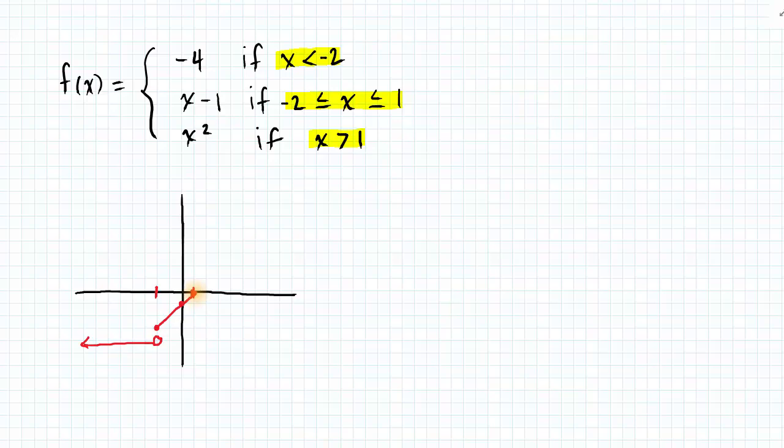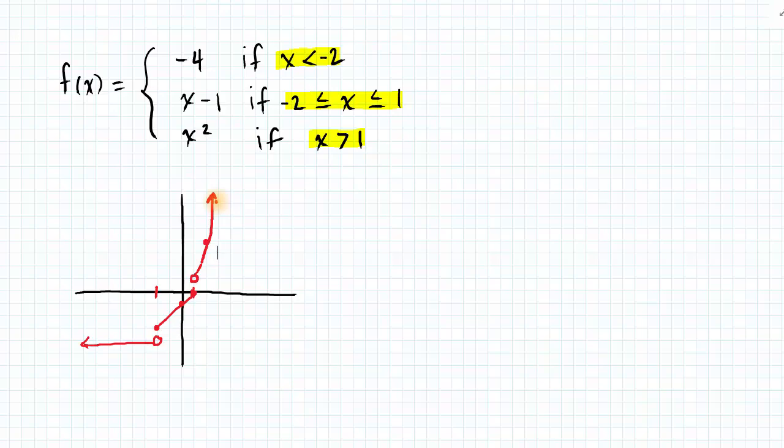Now if x is greater than 1, we have the parabola x squared. So if we plug in a 1, 1 comma 1, but we need to put an open circle there because we're not including that point. And then 2 comma 4, 3 comma 9, etc. We don't have to graph all those points, but we get the idea that that's a parabolic piece right there.